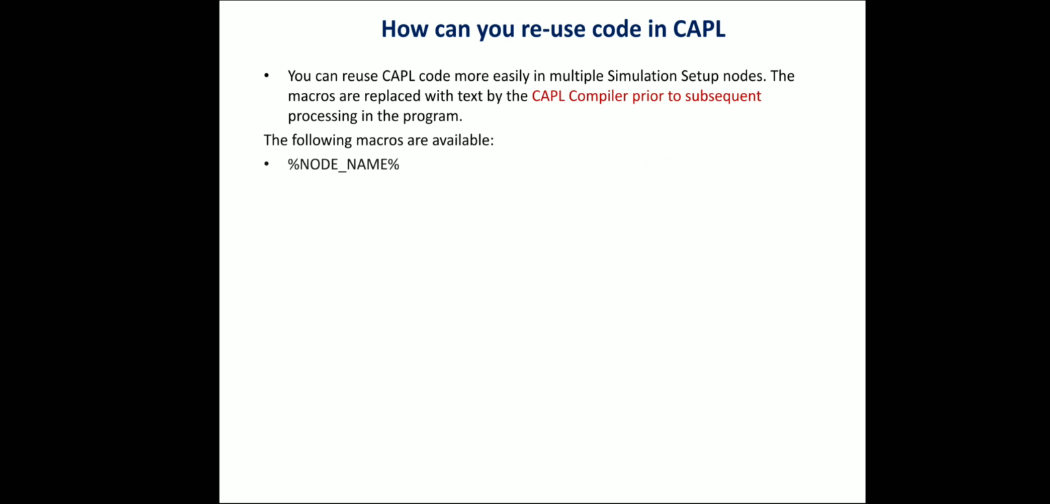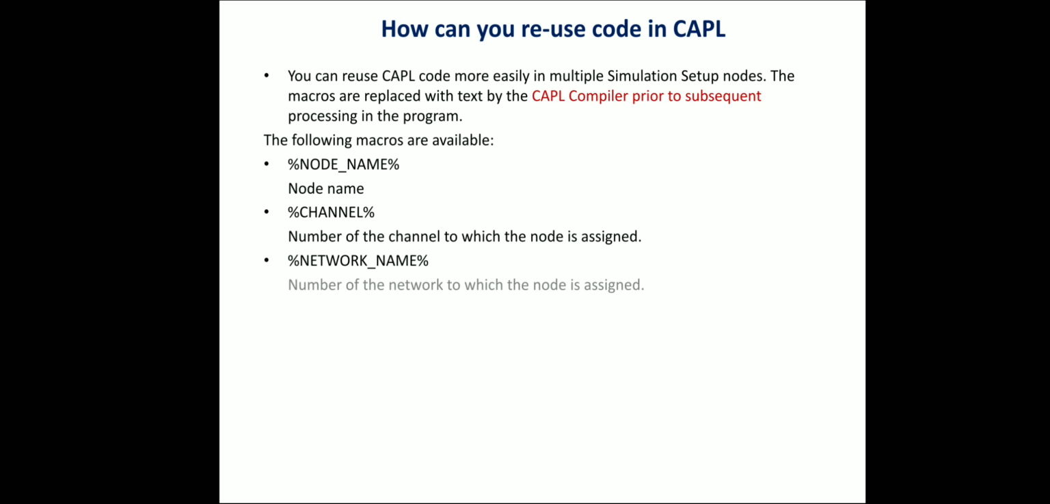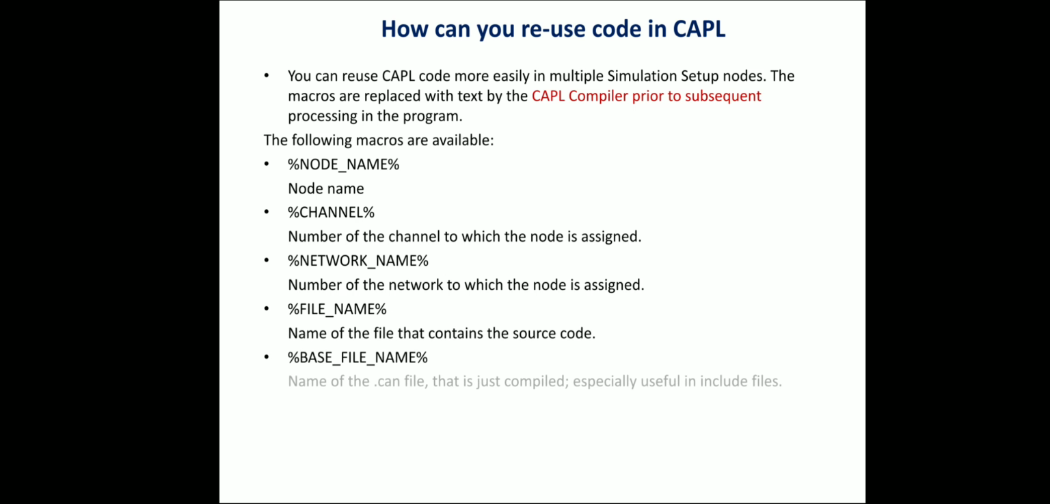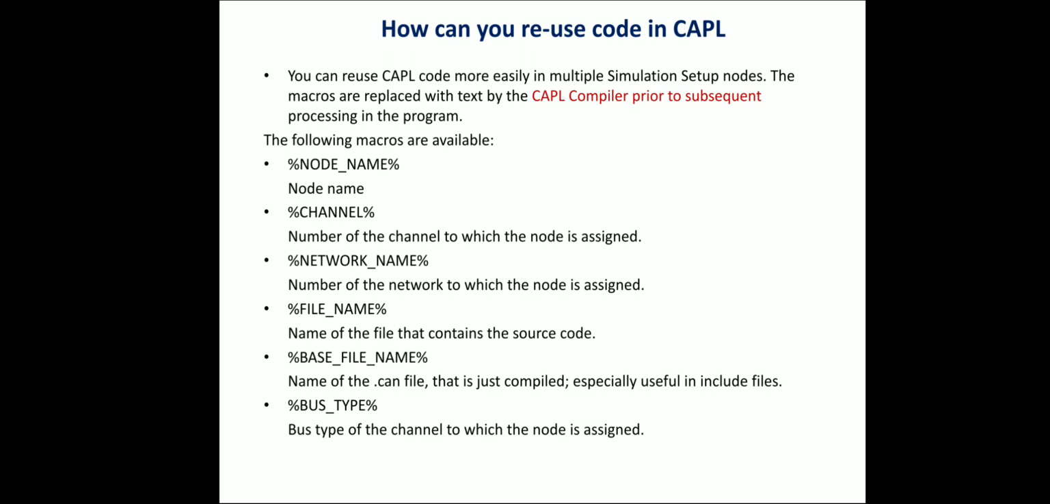In macros, it's a simple syntax. It's a node name. In channel, you can see the number of channels to which the node is assigned, then network name, the network to which the channel is assigned, and file name, which file contains the source code, then base file name, the name of the .can file that is just compiled, especially useful in include files, and bus types, that is the bus type of the channel to which the node is assigned. These are the commonly used macros. Using these macros, you can make the program much simpler.